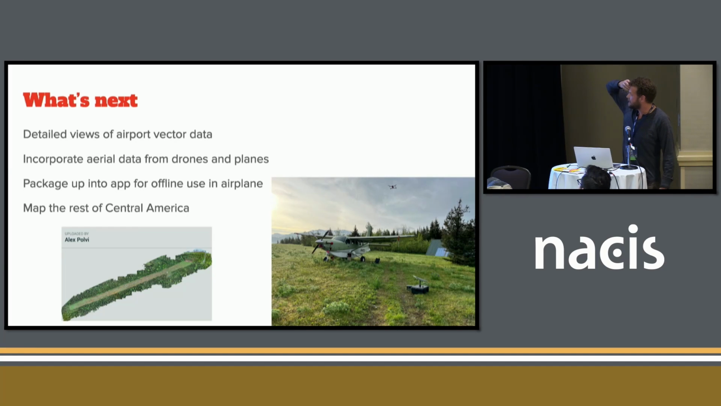So what's next? I'm bringing in more detailed views of the airports themselves. Right now, the vector data providers drop little things like windsocks and so on. And so I want to be able to zoom all the way in and actually get all the taxiways, which is mainly in OpenStreetMap, but it's not set up in a way that a pilot could use. And then we're starting to do some aerial imagery collection.